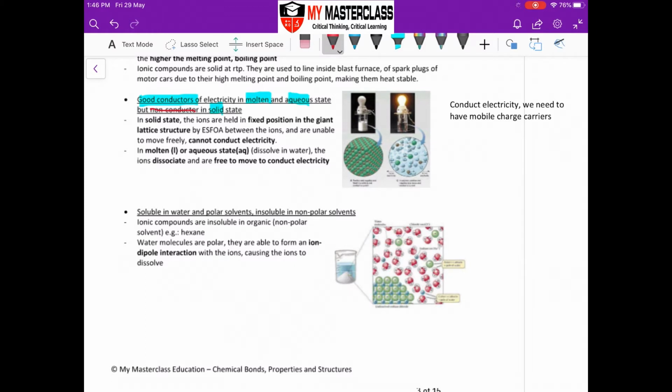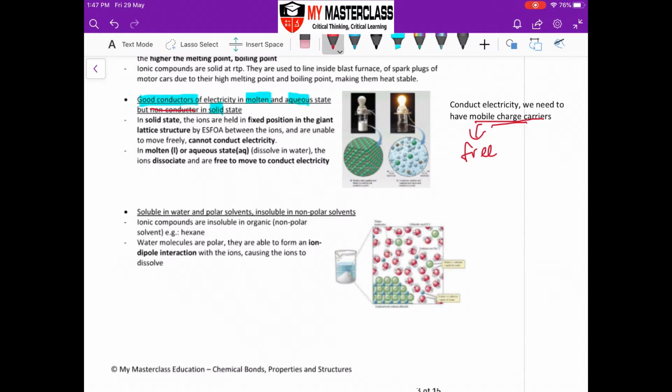If you recall, to conduct electricity, we need to have what we call mobile charge carriers. Mobile means they are free to move, they can move around. And charge carriers means there's a positive and negative charge. So anything that's free with plus or minus can act as mobile charge carriers to conduct electricity. So what's going to happen in solid state?